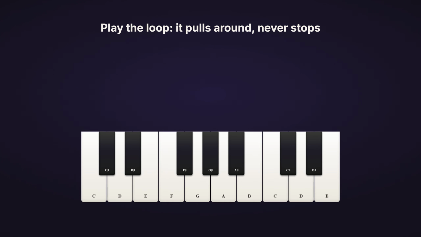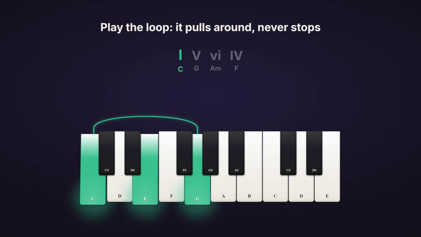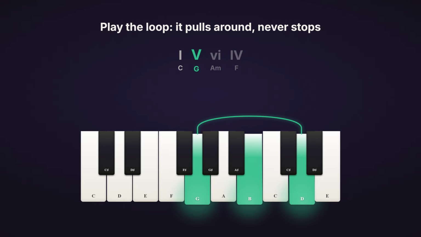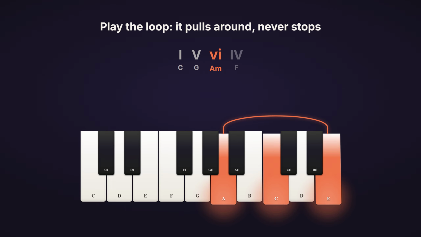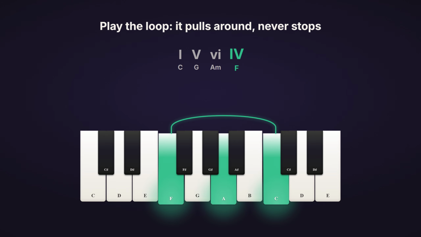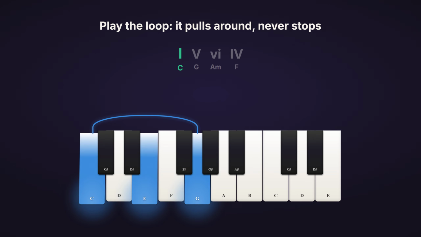Now play them in order and let the loop run. C, the 1, sitting at home. Then G, the 5, leaning forward and asking a question. Then A minor, the 6, that wistful dip in the middle. Then F, the 4, opening the sound back up. And straight back to C to start again.